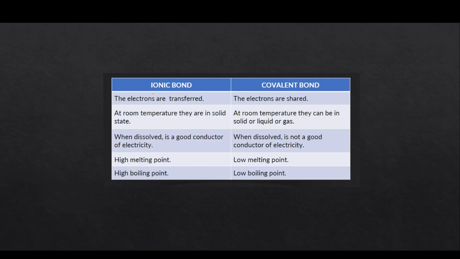So the difference is, in ionic bonding, electrons are transferred, they lose or gain electrons. And here electrons are shared in covalent bonding. At room temperature ionic compounds are in solid state, and covalent compounds can be solid, liquid or gas. When dissolved, ionic compounds are good conductors of electricity, but covalent compounds are not. Ionic compounds have high melting and boiling points, covalent compounds have low.